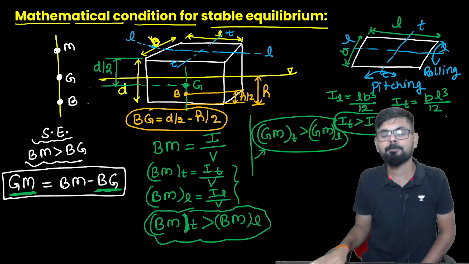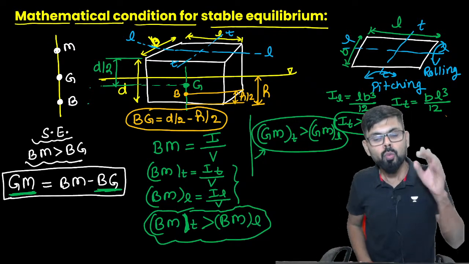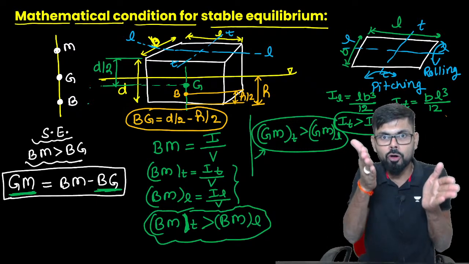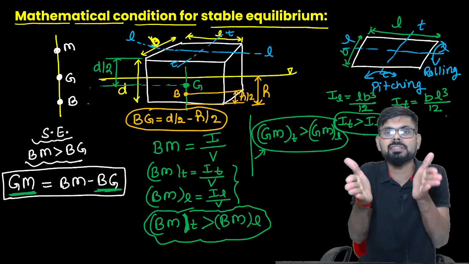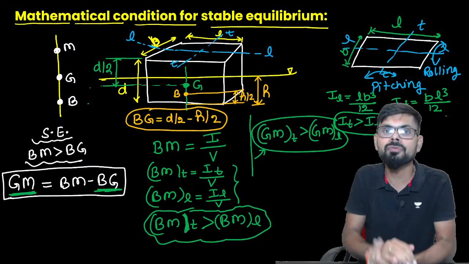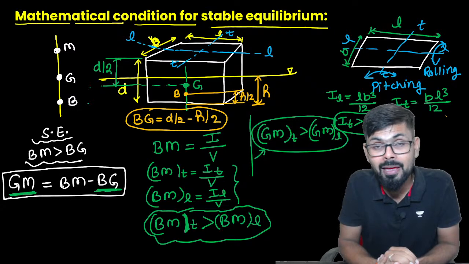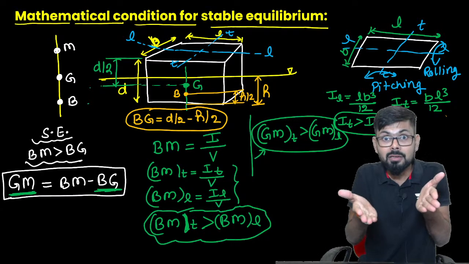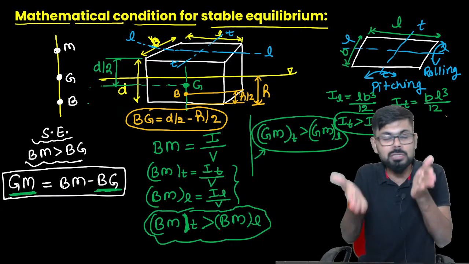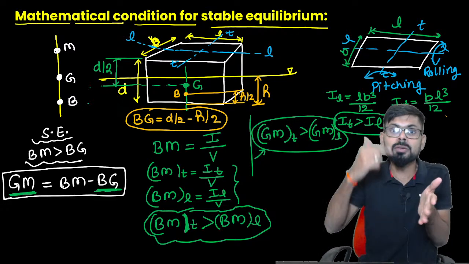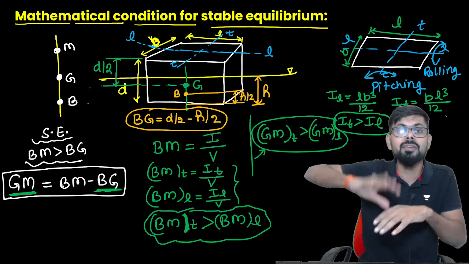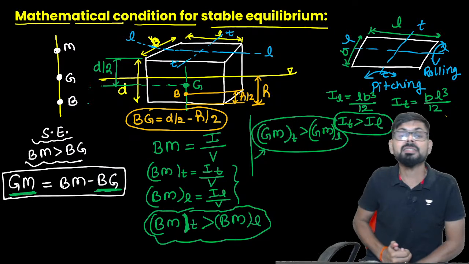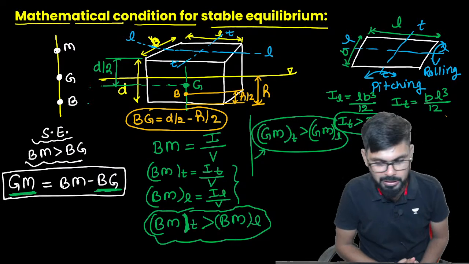Please listen here again. What I am trying to say is that if you are designing your boat for the longitudinal axis, then obviously it will be in equilibrium with the transverse axis. Why? Because in the longitudinal direction the value of GM comes out less, right? If it is stable equilibrium with the longitudinal direction, it means that in the transverse direction the value of GM will be more, and it is more stable. Are you getting this point or not?